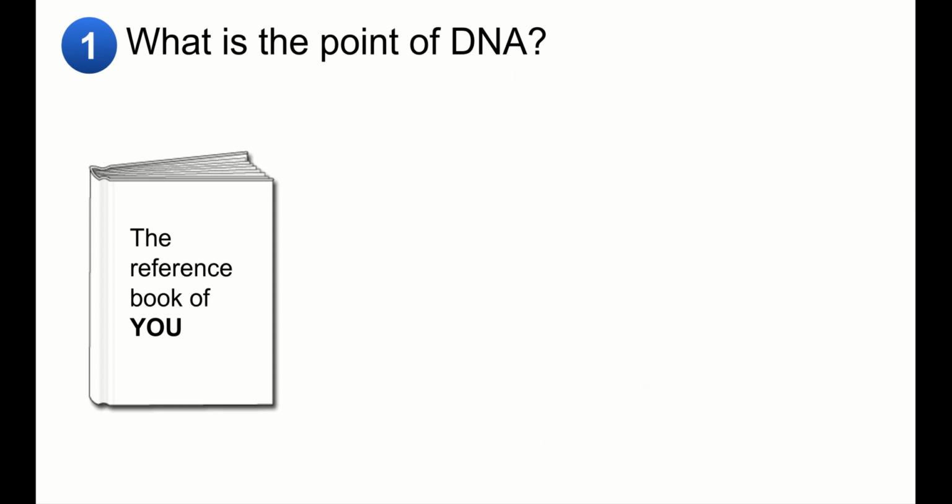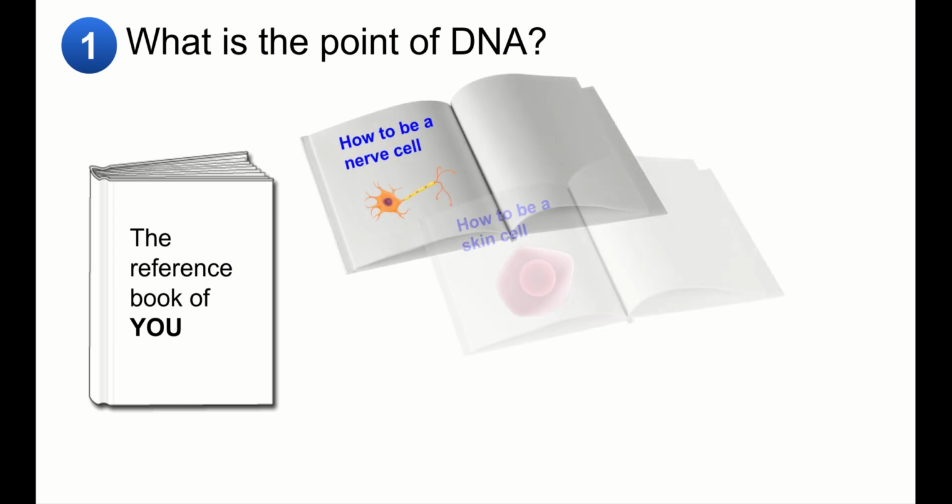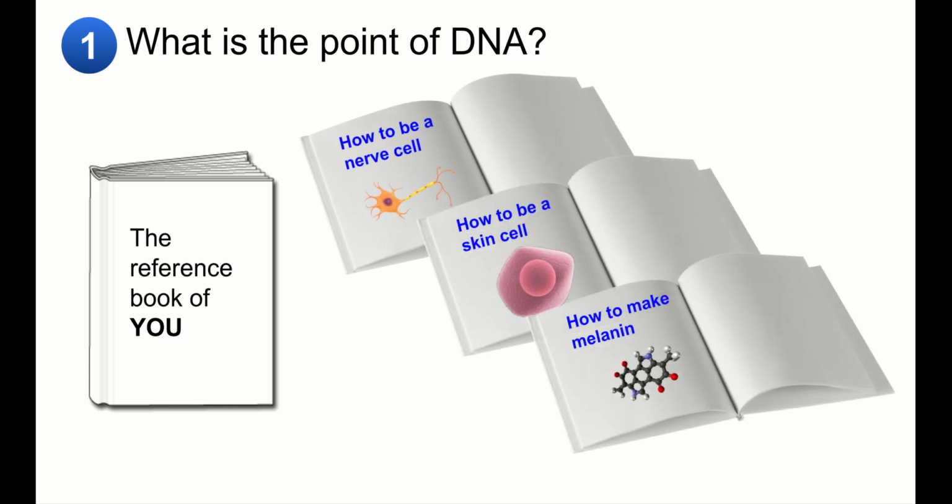Just like chapters in a reference book, different sections of your DNA contain different instructions. There's instructions for how to be a nerve cell, instructions for how to be a skin cell, and how to make the pigment melanin that gives your skin its color. Although each cell holds the entire encyclopedia of you, all 46 chromosomes, each cell only reads the sections of the DNA that give it the instructions it needs to do its job. So a heart cell just ignores the instructions about how to be a liver cell.